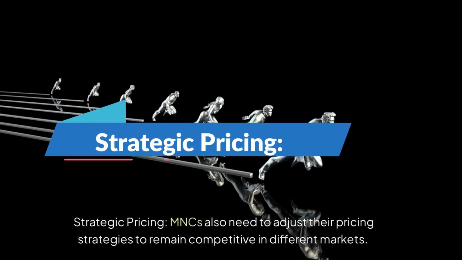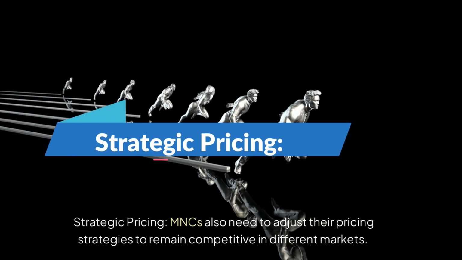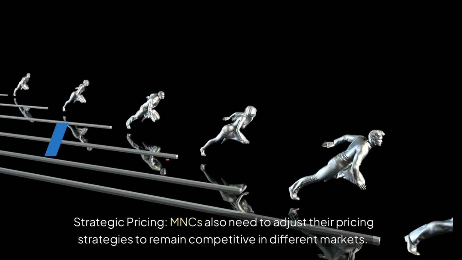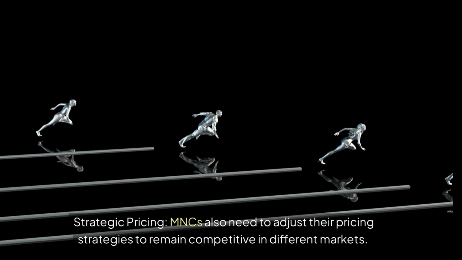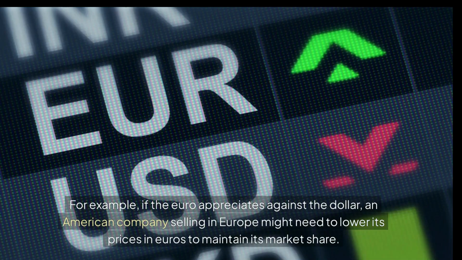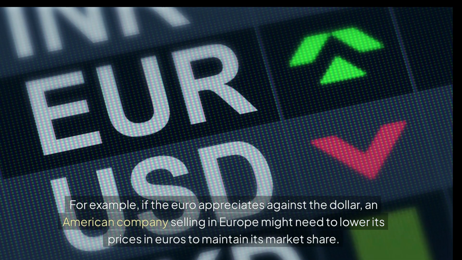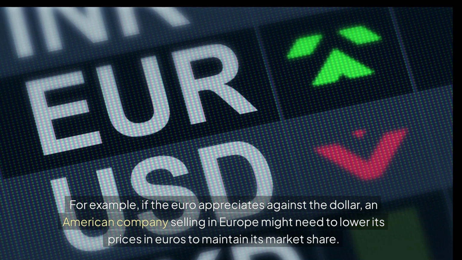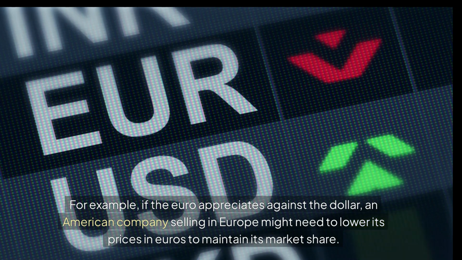Strategic pricing. MNCs also need to adjust their pricing strategies to remain competitive in different markets. For example, if the euro appreciates against the dollar, an American company selling in Europe might need to lower its prices in euros to maintain its market share.